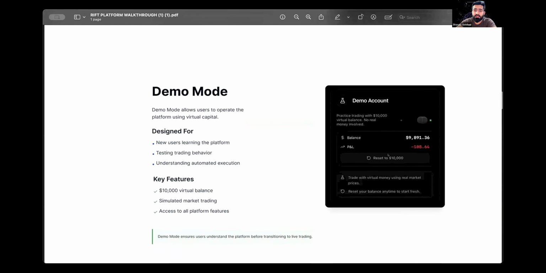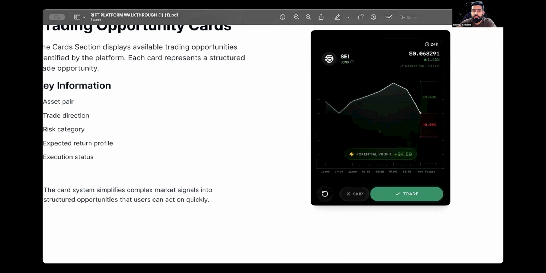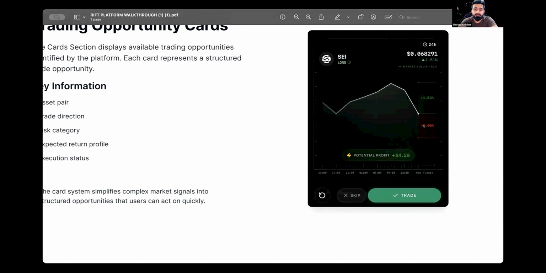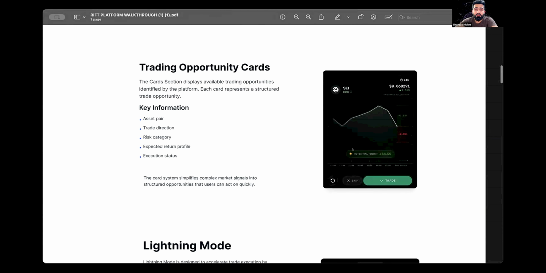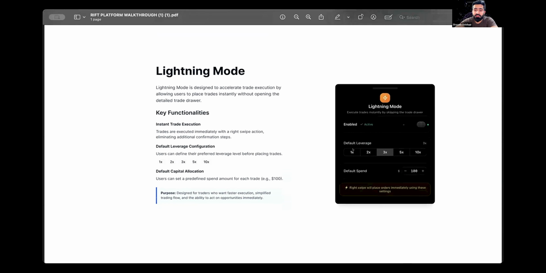You see an opportunity, you see here, you can potentially make $4. If you will lose, let's say at stop loss 0.90, your trade will be already closed, automatically closed. The app restricts you from losing money. This is the functionality of the app.